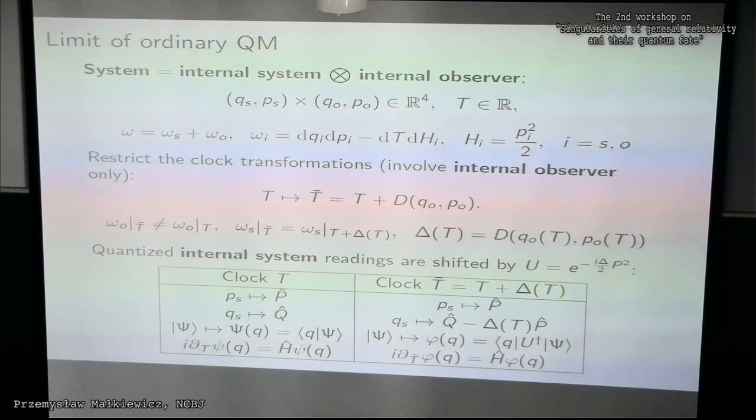And you assume, first of all, that the degrees of freedom associated with the internal system have to be described at the fully quantum level, the quantum formalism, but the dynamics of this internal observer can be approximated by the classical formalism. That's what you assume. And then you restrict the clock transformations in such a way that your clock transformations involve only the variables associated with the internal observer described classically.